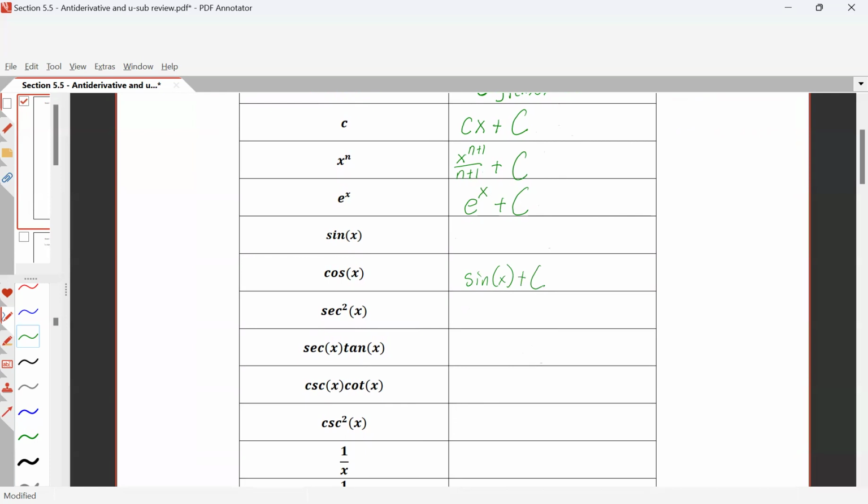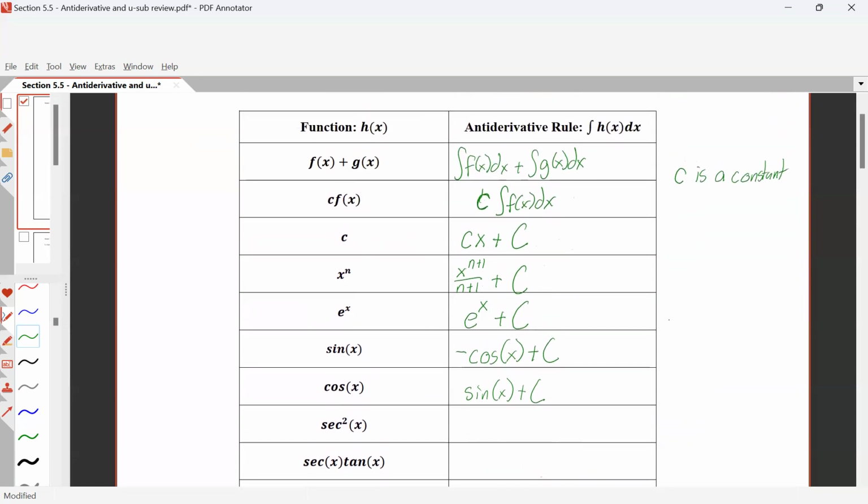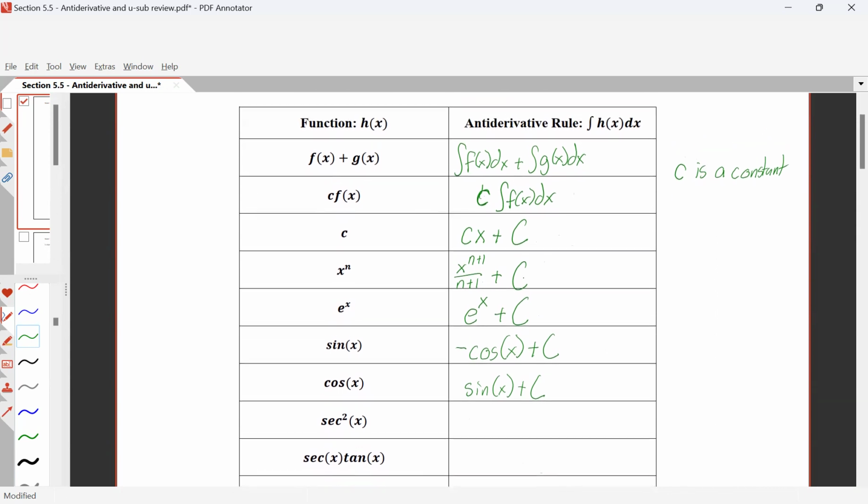The derivative of cosine is negative sine. You get a negative. So when we take the antiderivative of sine, we get negative cosine. Again, for these antiderivative rules, it will be the case that we can take the derivative of this right-hand column and get back the original function in the left-hand column.